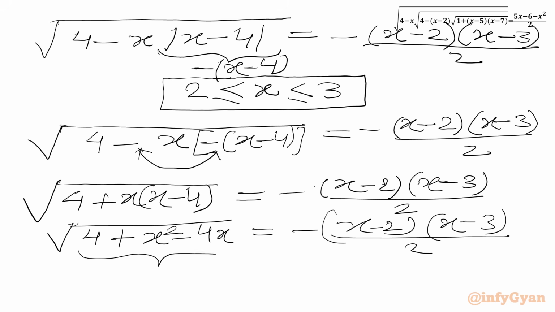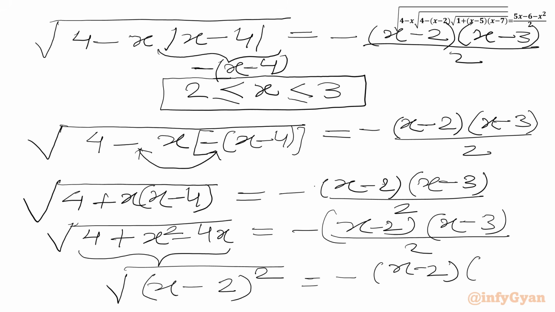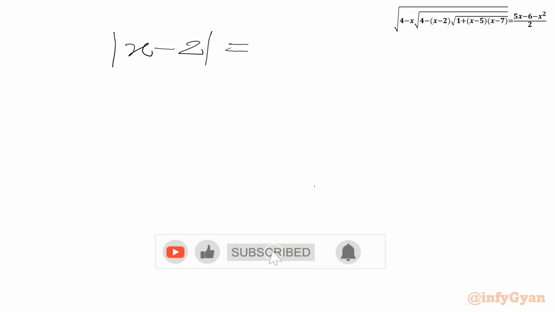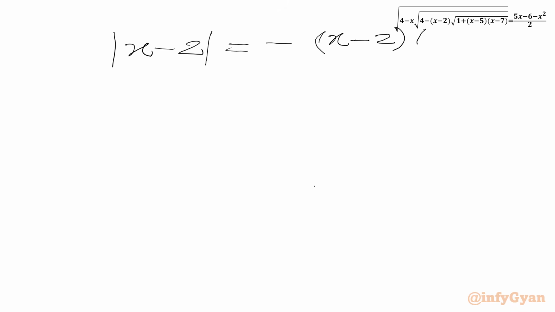Now this is x minus 2 whole square. So we can write square root of (x minus 2) whole square equal to minus of x minus 2 times x minus 3 over 2. Again we have square root a square. We'll write mod of a. So mod of x minus 2. Let me write here mod of x minus 2 equal to minus of x minus 2 times x minus 3 over 2.